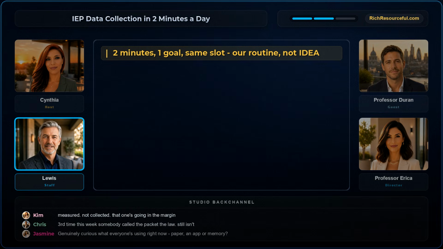Look at a gym membership for a second, because the shape of it is the same shape as this. The membership is the annual goal. The swipe at the door is the data point. The monthly statement is the progress report, and it can only show swipes that happened.